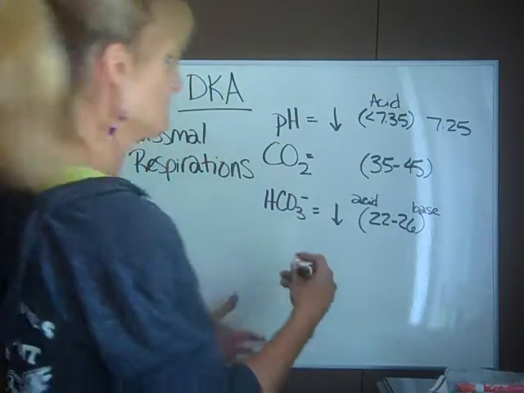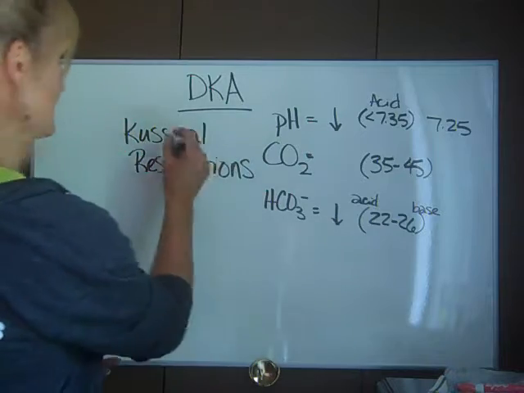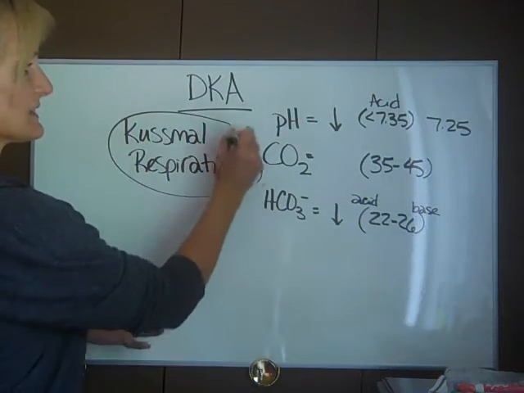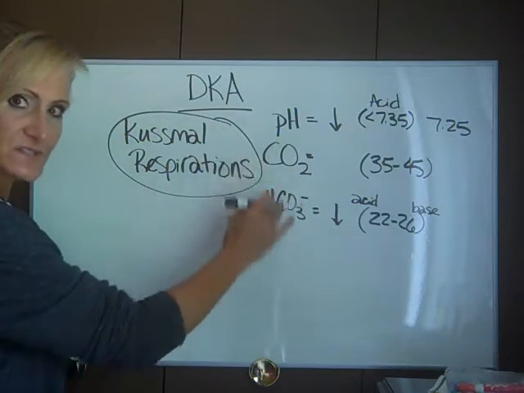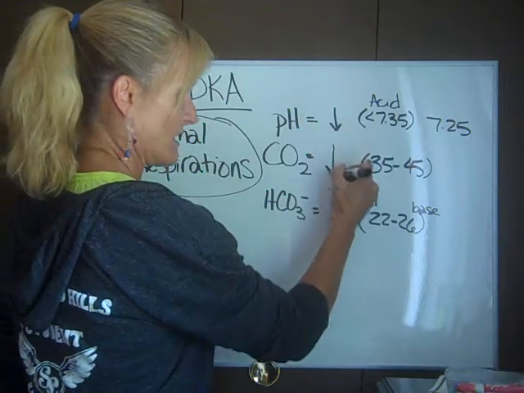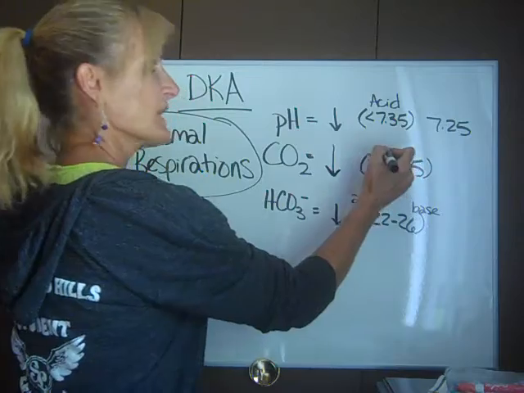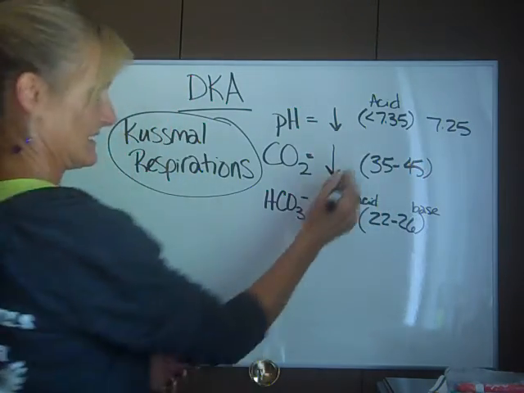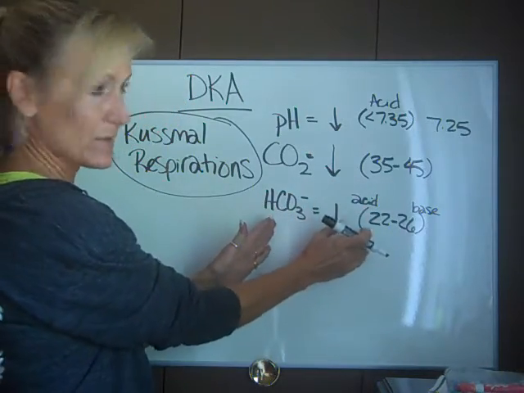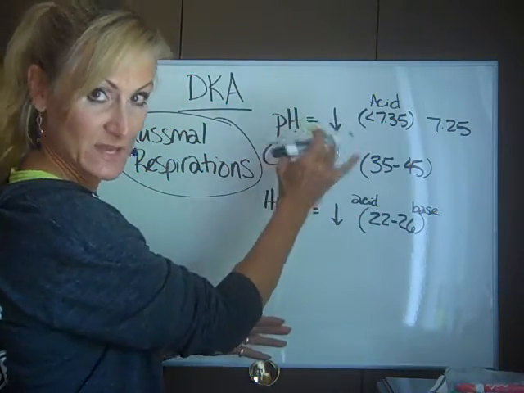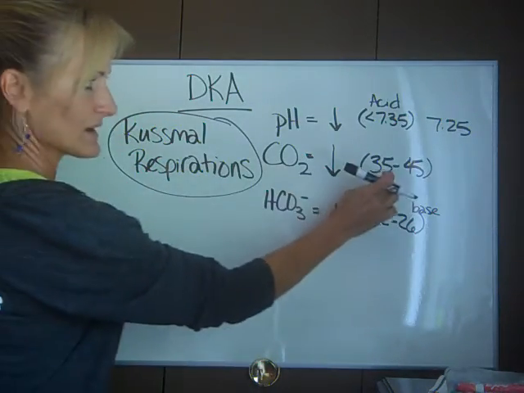Do you know why they might be doing that? They're breathing very deep and very fast, Kussmaul respirations, because what are they trying to do? They are trying to blow off CO2. Remember, CO2 is acidic, and they're trying to get less acidic in order to compensate for the high acid in the bicarb and the high acid in the pH, the high hydrogen levels. So Kussmaul respirations are a compensation.